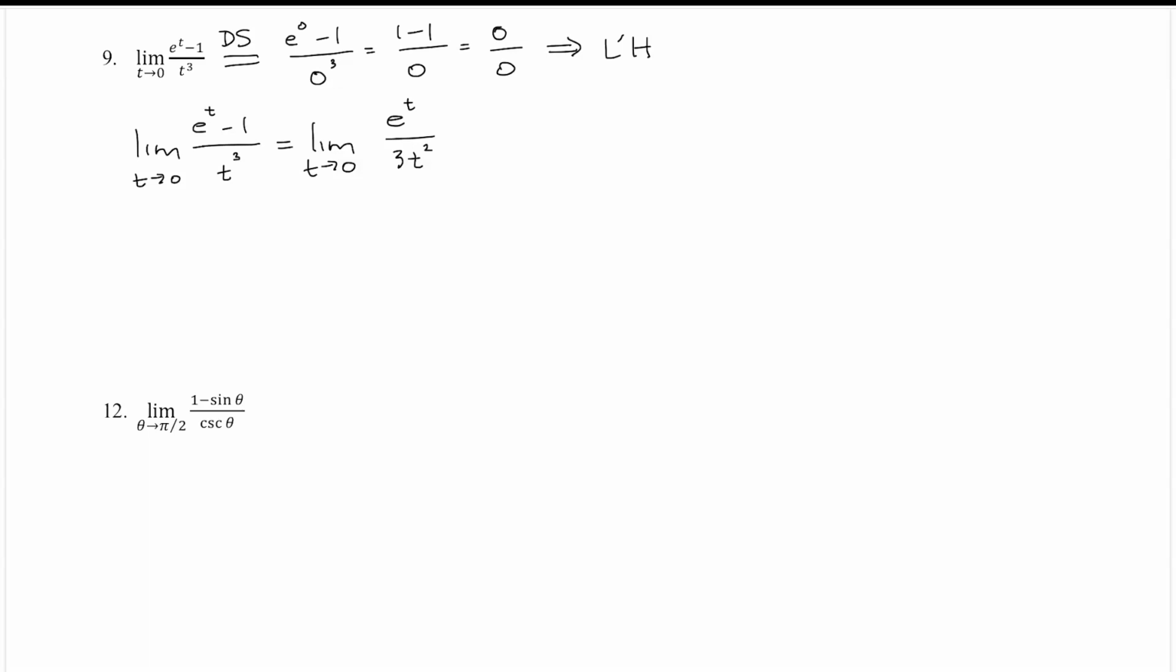So notice, we're taking the derivative with respect to the variable that's in the limit. So the limit is as t approaches 0, so we're taking our derivatives with respect to t. And now we would try direct substitution again, and we'd be looking at e to the 0 over 3 times 0 squared, or 1 over 0. So this, again, is a limit that does not exist.